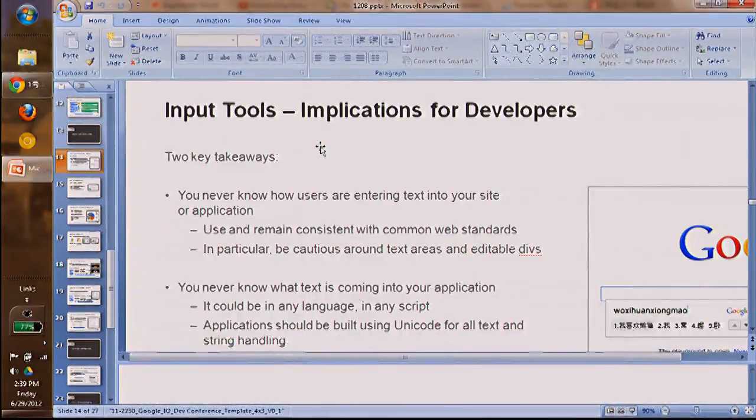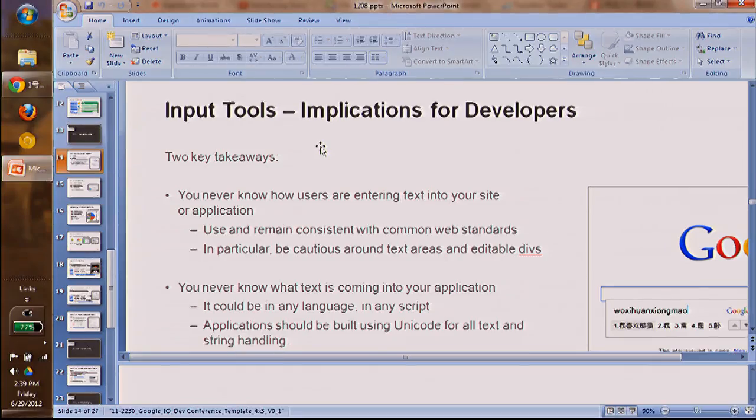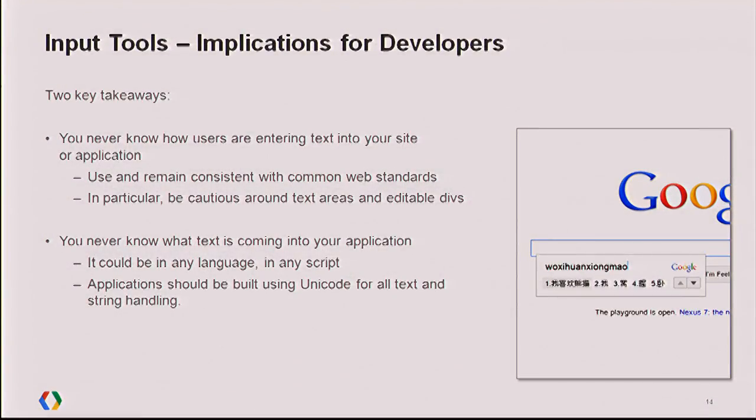So post-demo, there's a couple of important implications of this for developers as well, for input tools. The first of these is that you never know what tools people might be using to enter text into your website or into your application. Specifically, they may be using this input tools extension, they may be using a client-side IME of some kind, or they may be using other accessibility tools like ChromeVox to read what's on the screen or what's in a text box or know where a text box is.